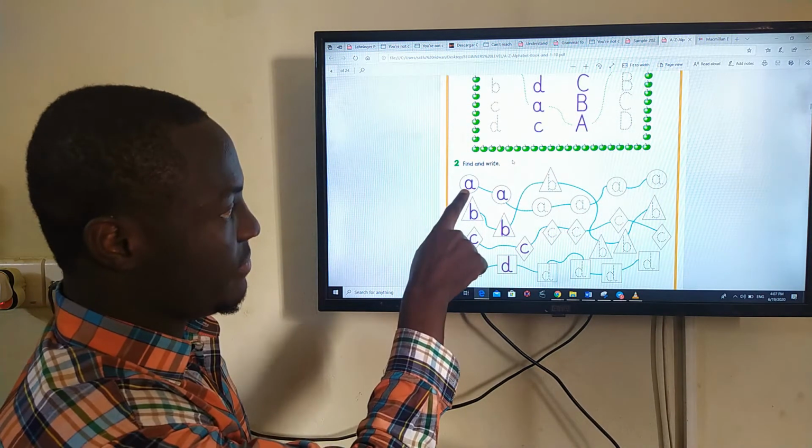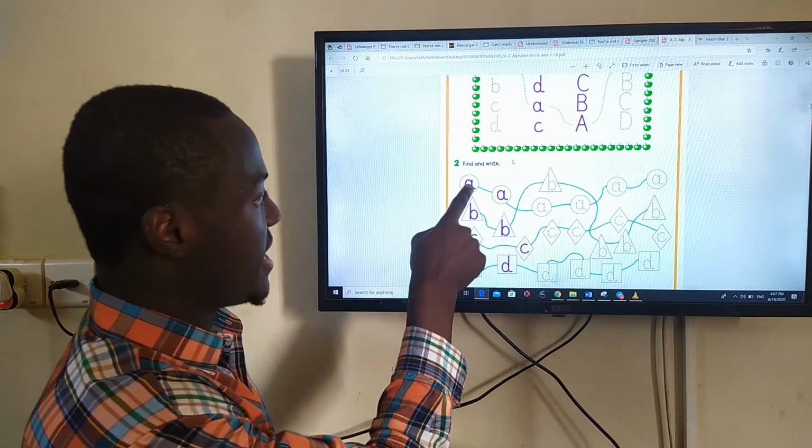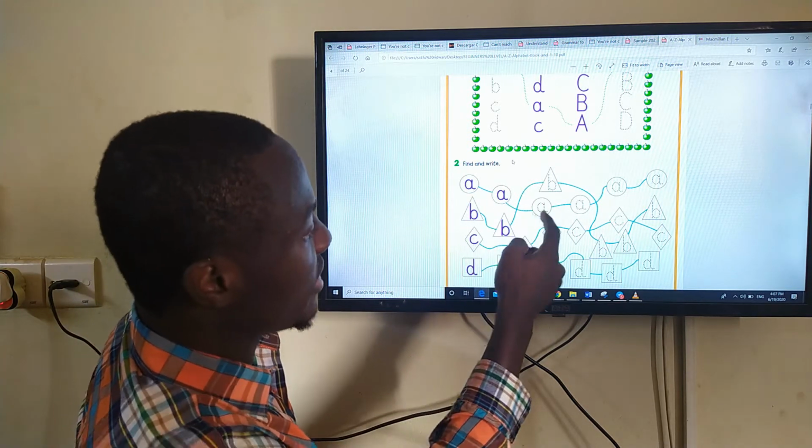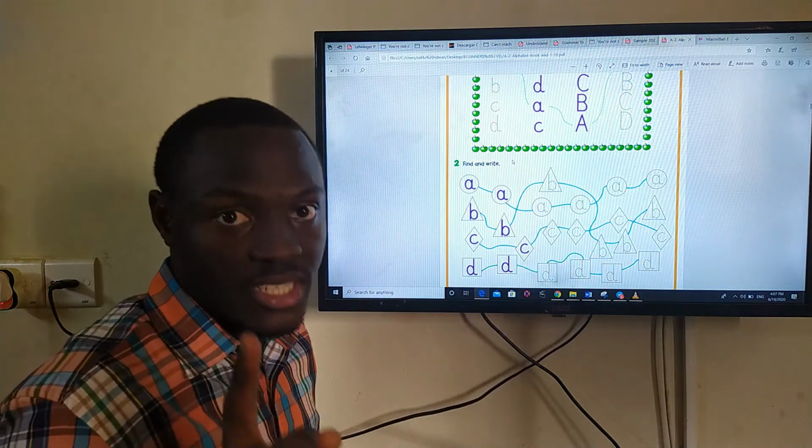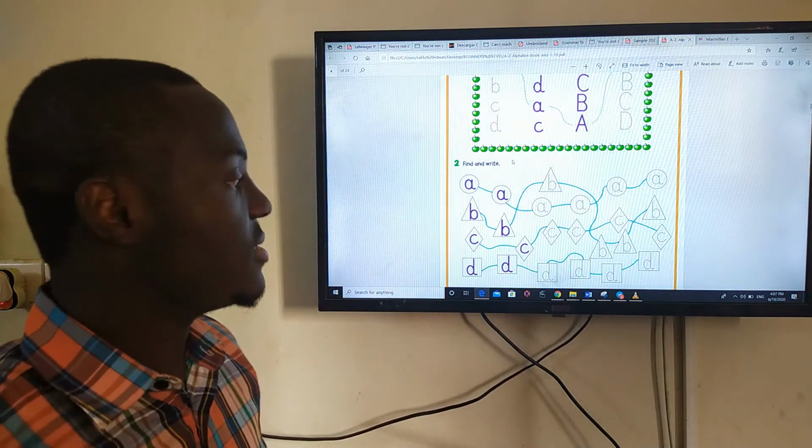So we have A. It's already been joined for you. So we have A, joined to A. Then you move down here. This is A. This is just like this one. So you do what? You write it without tracing. So you take note. We don't trace here, we write.